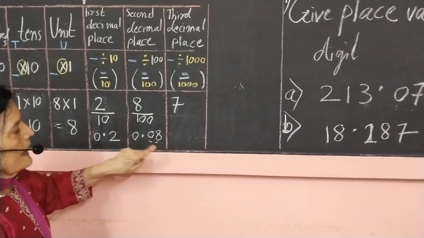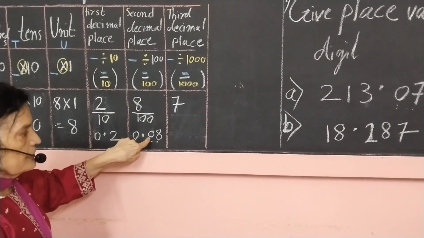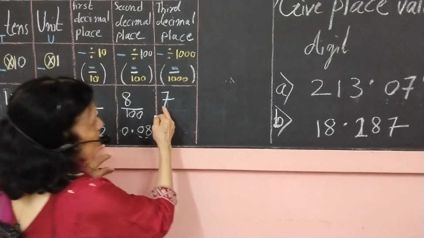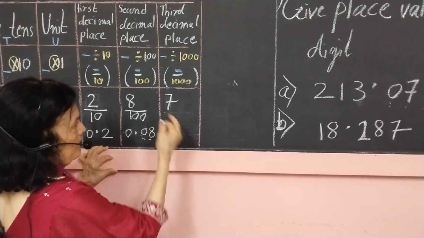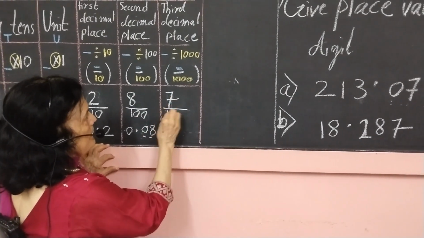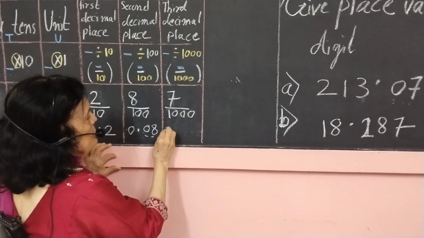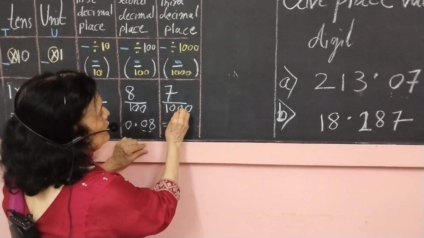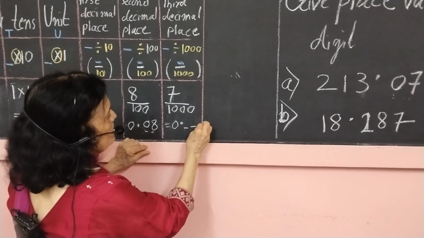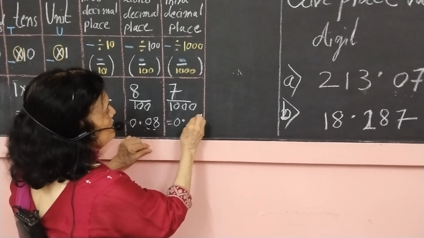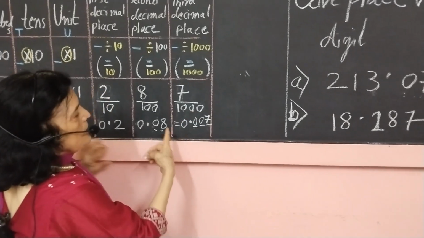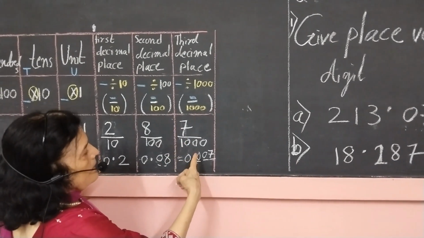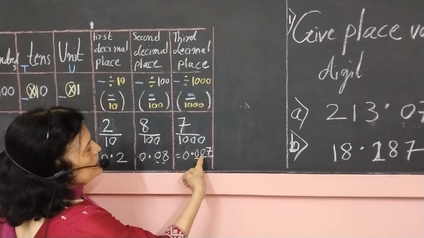8 goes here and there is nothing over here, so we have written 0. Now the next number is 7 as we have written it here. 7 upon 1000. Now 1, 2, 3. 3 places we have to fill. 7 goes here, 0, 0. So its place value of 7 is 0.007.